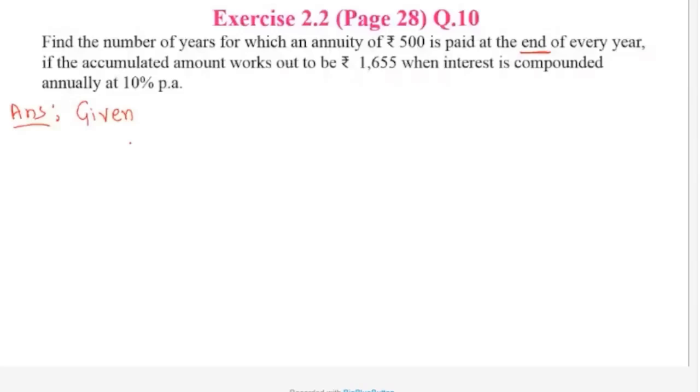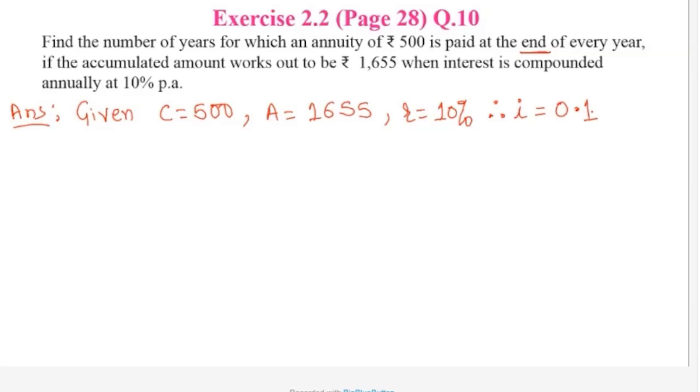Yes, it is C. C is equal to contribution. C is equal to 500. Then 1655 is what? Accumulated amount. So A is equal to 1655. When interest is compounded annually at 10% per annum, R is equal to 10%. Therefore, i is equal to 10 upon 100, which is 0.1. Everyone clear?